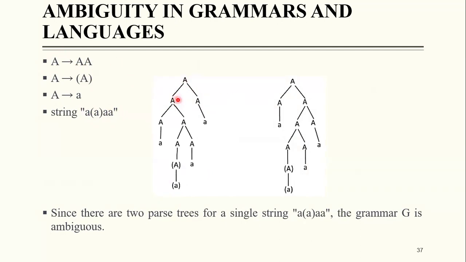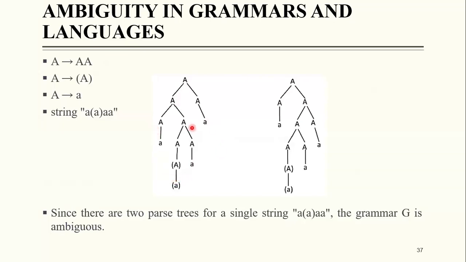Again, the leftmost A derives AA non-terminals. Again, the leftmost A derives terminal a. From this path, the non-terminal is further derived as AA. Again, this A is further derived as bracket A. Again, within the bracket, A derived small a. So now we got bracket a. For the right-hand side non-terminal A, again the non-terminal A derives terminal a. So finally, a bracket a. So one parse tree is over.